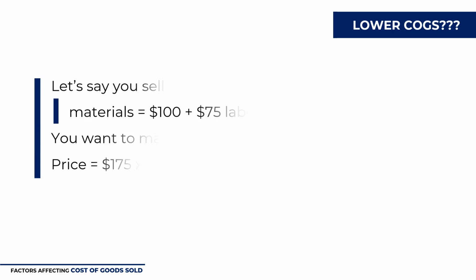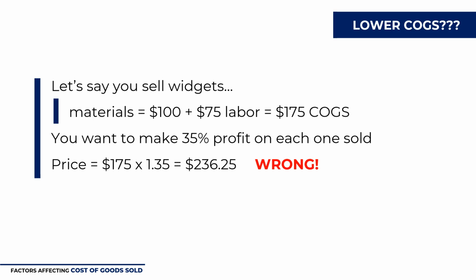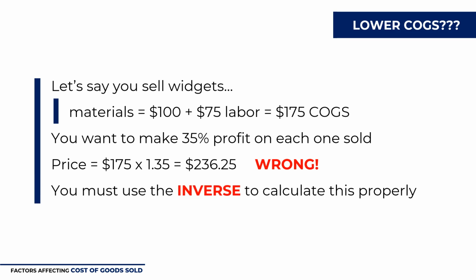Now, obviously, our original formula where we multiply our COGS by 1.35 is wrong. What's the correct way to determine a 35% profit margin? Well, you must use the inverse to calculate this properly. To find the inverse, you simply take whatever profit margin you're targeting and subtract it from 1. 1 minus 0.35 equals 0.65. So our new formula for determining our price is to take our $175 COGS and divide it by 0.65, which equals $269.23.